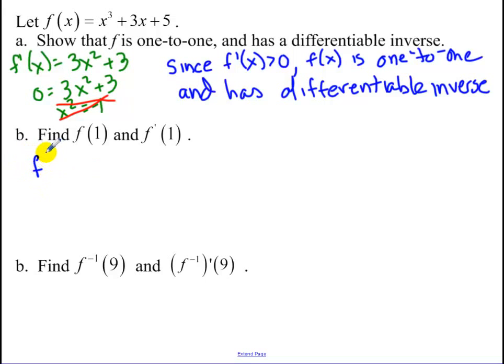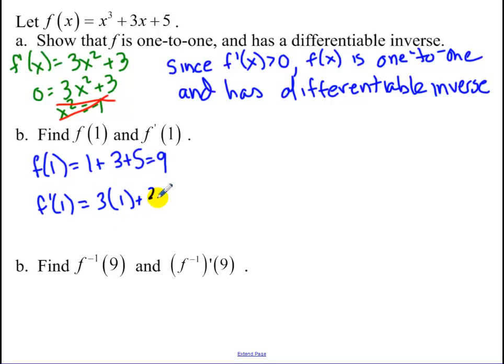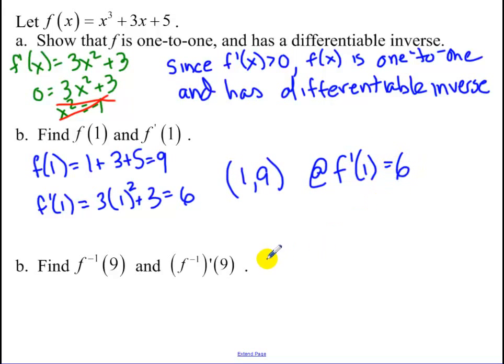Now let me find f of 1. So when I plug in 1, I have 1 plus 3 plus 5, which is 9. And f prime of 1, well, that's 3 times 1 squared plus 3, which is equal to 6. So the point that we have here is the point (1, 9). And at that point, f prime of 1 is equal to 6.